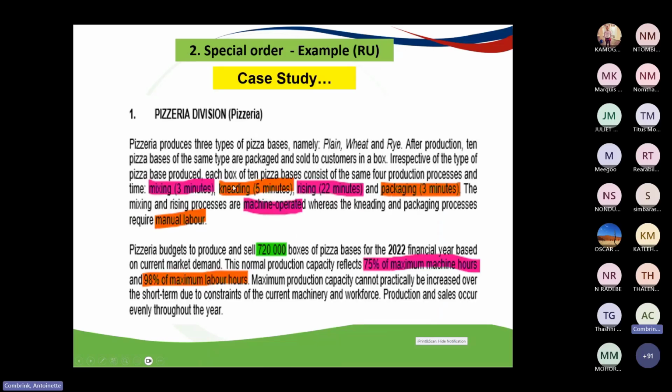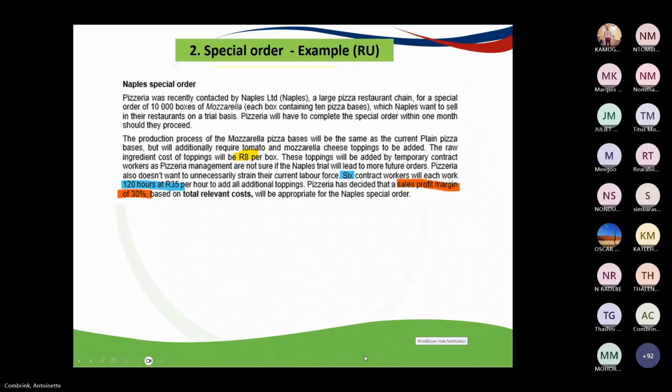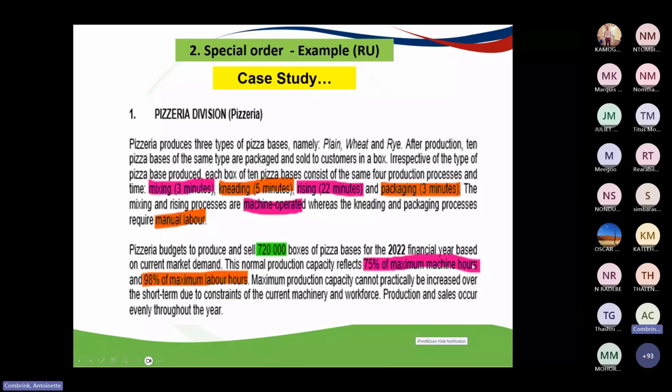So let's go to the information. In this question, there are different divisions. This is the pizza division. They produce 3 different types of pizza: the one is plain, the one is wheat, and the other one is rye. They package it 10 in a box, and it's the same production process and time, irrespective of what type of pizza they are making.